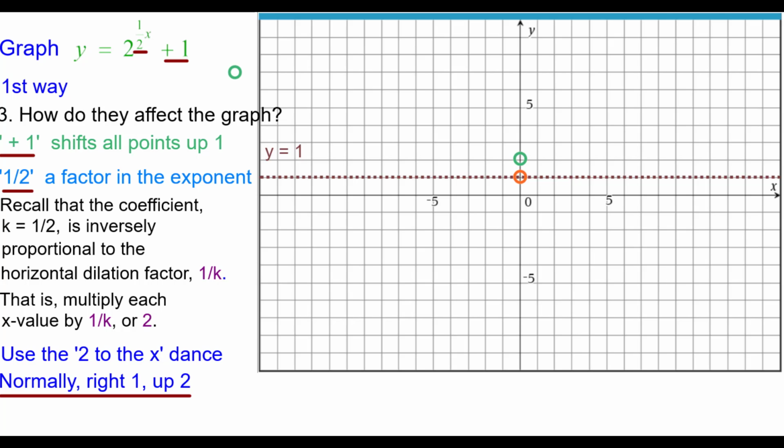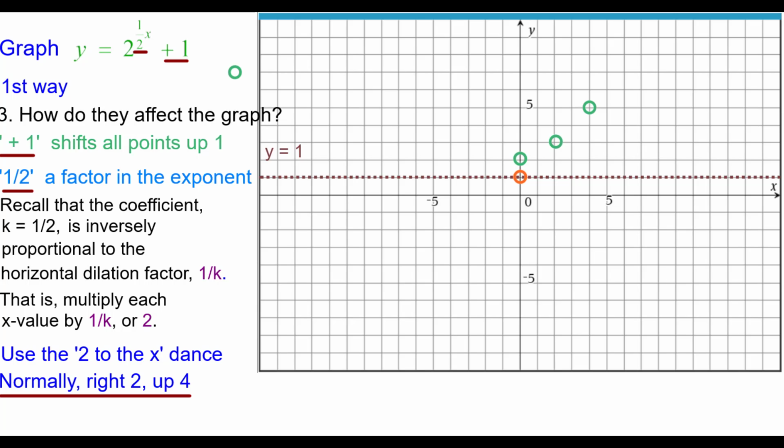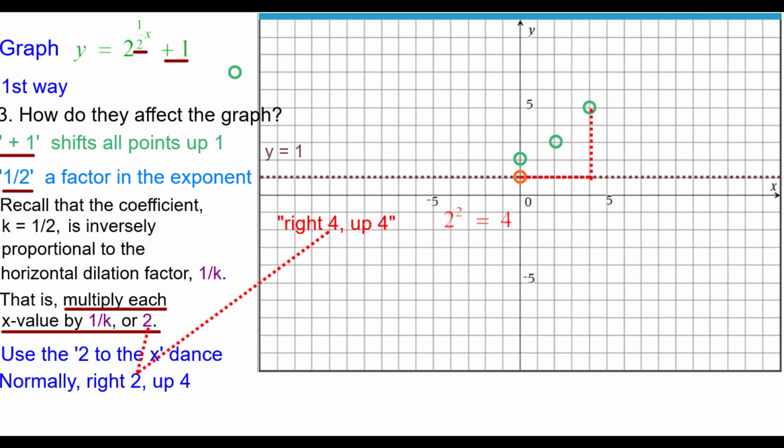Normally go right 1 up 2 in 2 to the x dance. In this case, we're going to go right 2 up 2, because we have to double each x coordinate. So 2 over 2 up 2, because 2 to the first is 2. Normally go right 2 up 4. This time we're going to go right 4 up 4, doubling that 2. And right 3 up 8 is going to become right 6 up 8, doubling the 3.